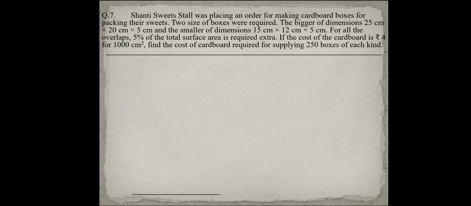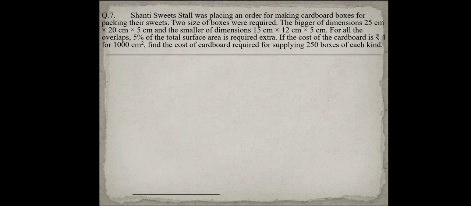Now move on to question number 7, in which a Shanti Sweets stall was placing an order for making cardboard boxes for packing their sweets. Two sizes of boxes were required, the bigger of dimension 25 by 20 by 5 centimeter and the smaller of dimension 15 by 12 by 5 centimeter, for all the laps.